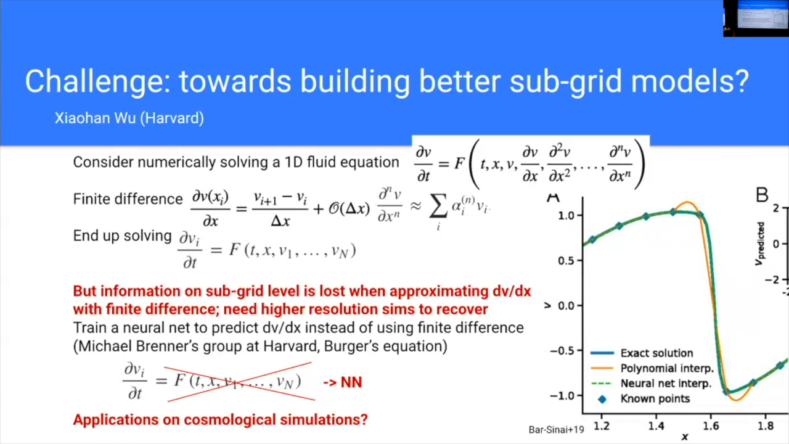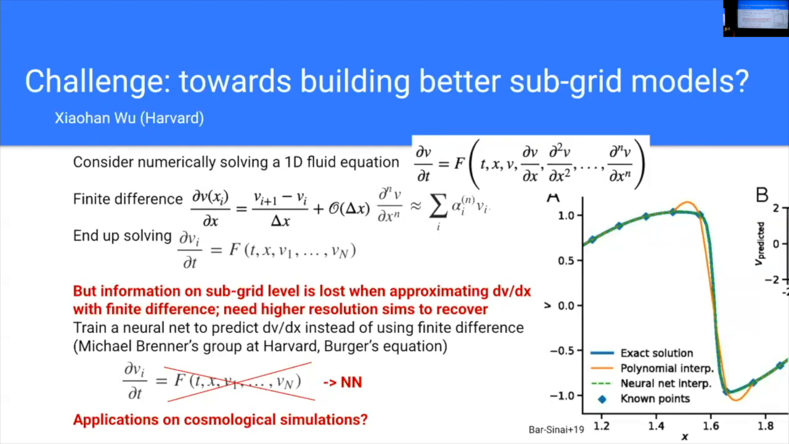So how do we describe what's below the resolution limits? I want to just bring up this work by Michael Brenner's group at Harvard. This guy is from applied math, not astronomy. But what they did is they trained a neural net to describe what's happening at the subgrid level.